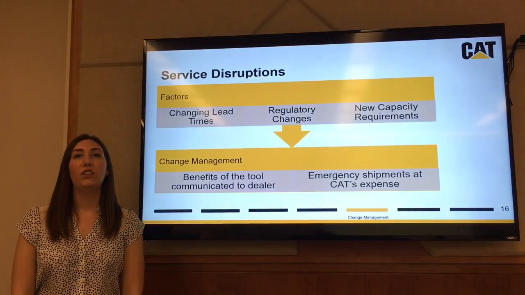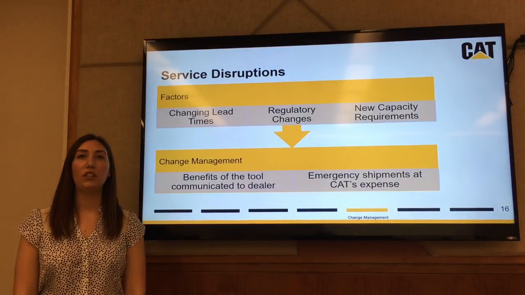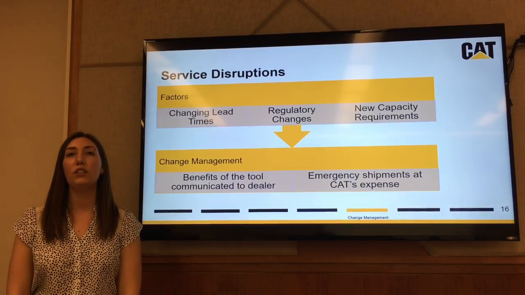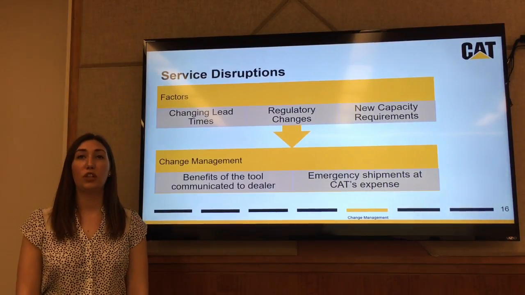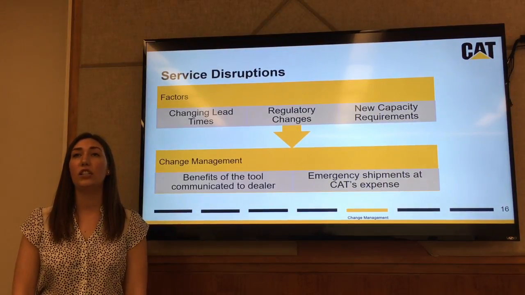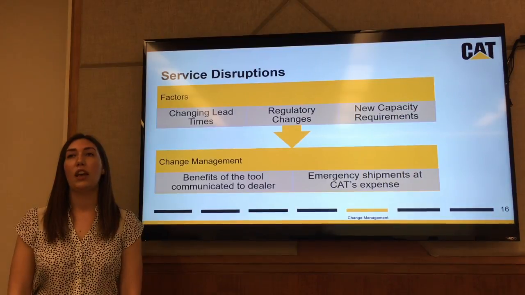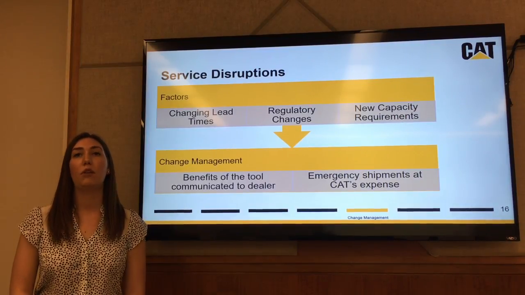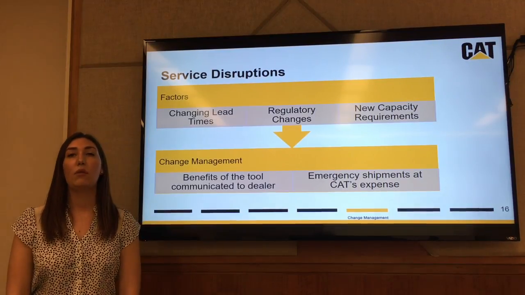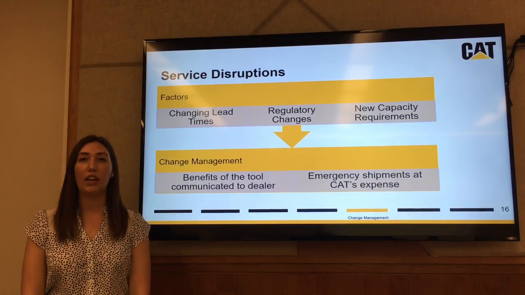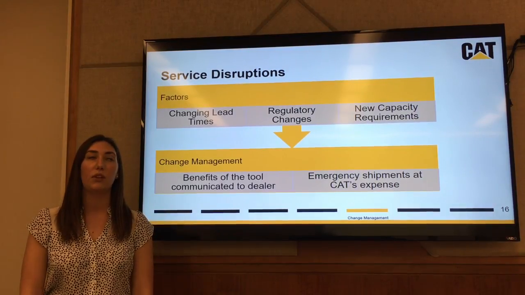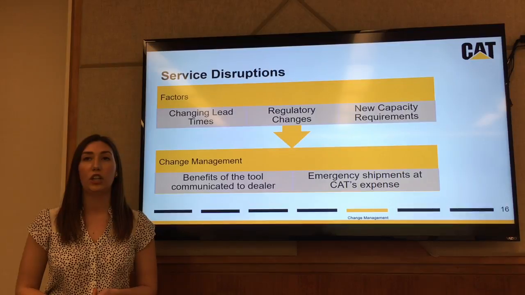This model is going to change the way that dealers make decisions about transportation. And one of the issues we see coming out of that is service disruptions. When you're changing the transportation mode of a part, you're going to encounter certain factors like a changing lead time, additional regulations, and even new capacity requirements. And when dealers are making that transition, we want to make sure that they have the necessary support from CAT to implement those. And we want to make sure that the benefits of the tool have been communicated to the dealer before implementation so that they understand the future benefits of the tool even when they're experiencing these initial frustrations.